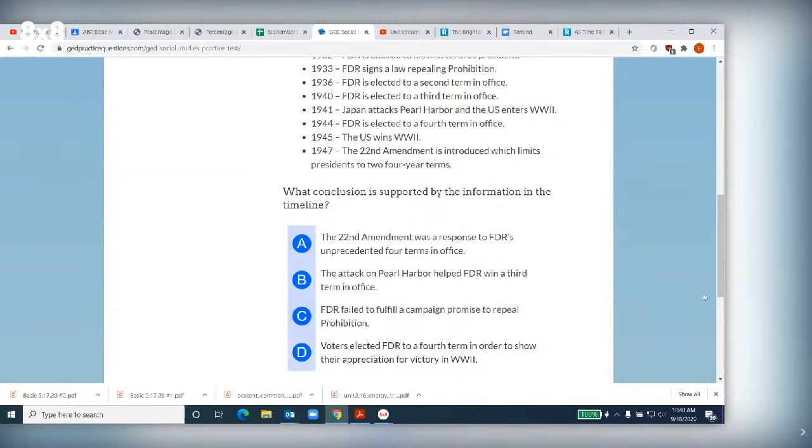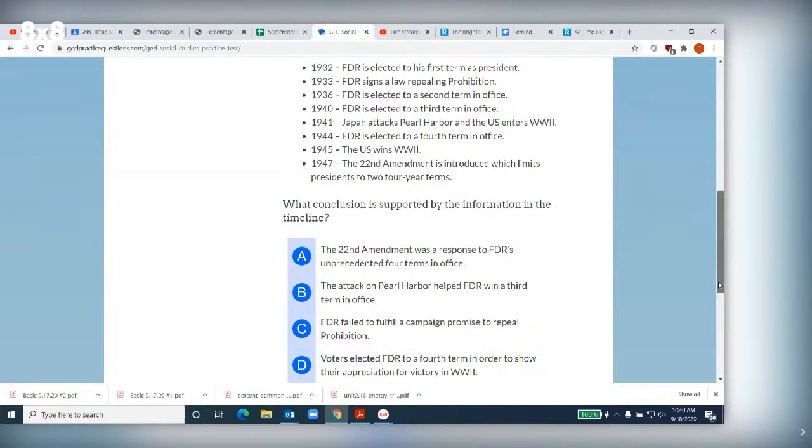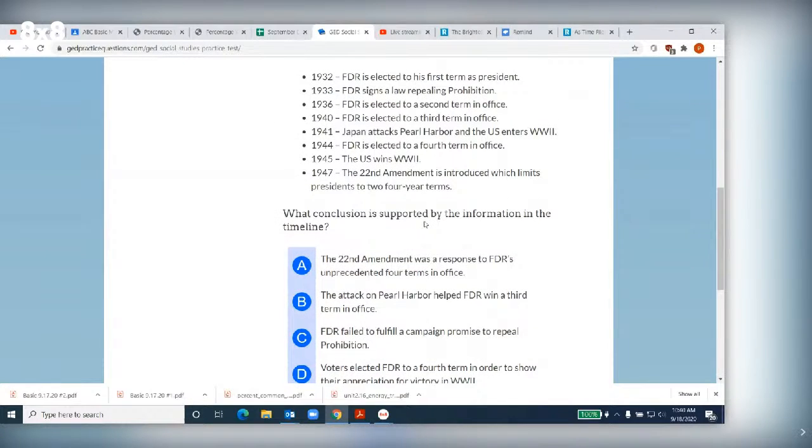The only thing you can conclude from the facts is we know that FDR served 4 terms, and in 1947 we came up with the 22nd Amendment, which limits presidents to 2 4-year terms. So it's going to be A. The 22nd Amendment was in response to FDR's unprecedented 4 terms in office. Okay, let's do one more here.